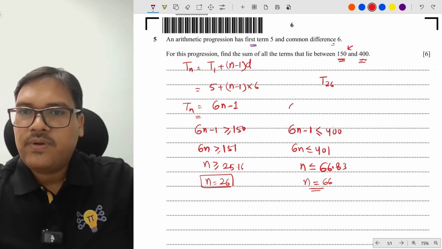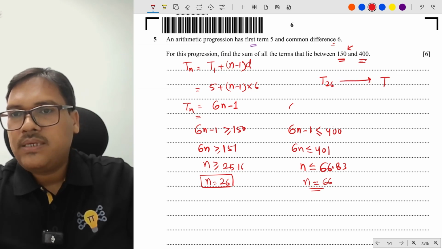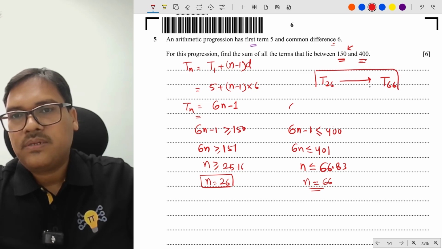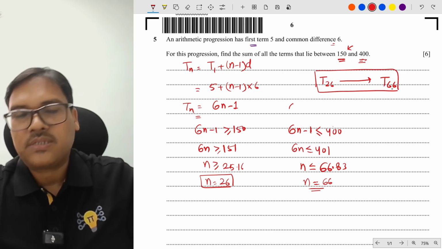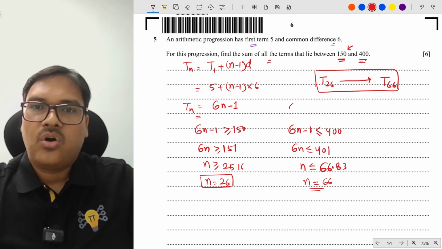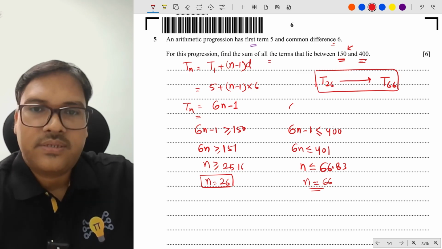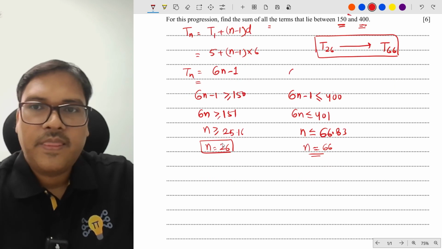That means T26 to T66 from this series, the terms from 26 to 66, will be the sum of all the terms which lie between 150 and 400. So for this, how will you solve this one? How will you find this?